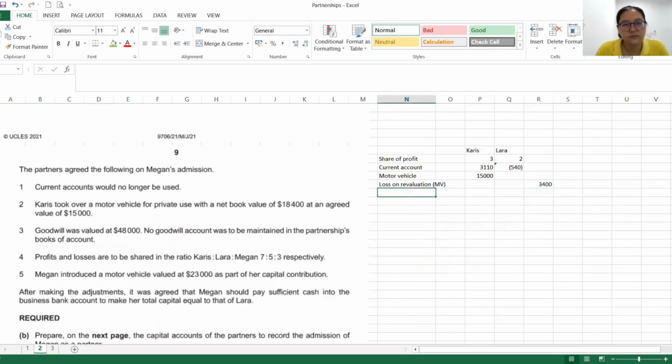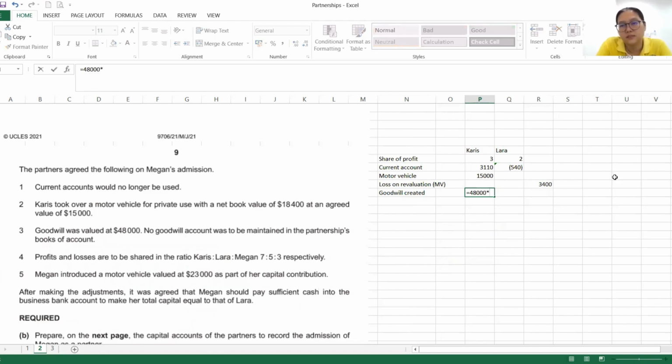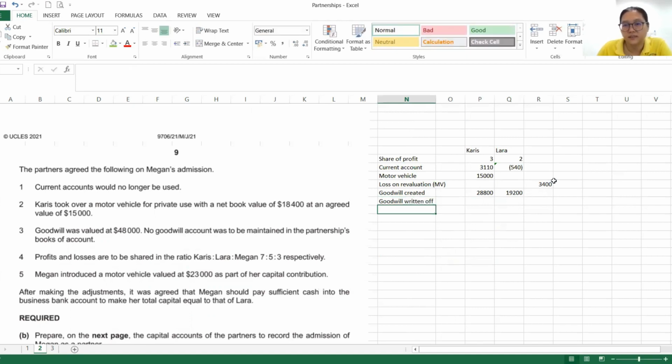Next is goodwill. Goodwill created is 48,000. No goodwill account is to be maintained, so we do the calculation first. 3 divided by 5 is 28,800, and then 2 divided by 5. So this is goodwill creation, and goodwill written off. I'll put it in here for Megan.